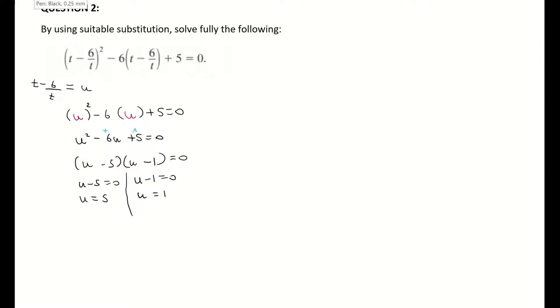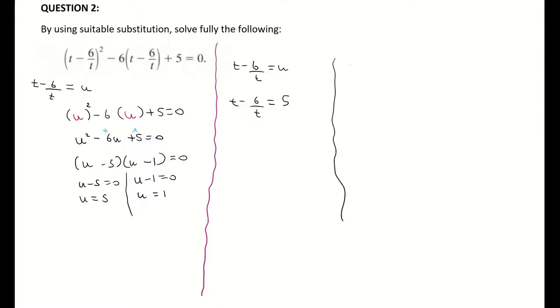Now unfortunately we're not finished, because we now have to solve for t. The question wants us to solve for t, and I need to do it out twice for both answers that we achieved for u. So I'm bringing back up t minus 6 over t is equal to u, and I'm now going to change that to t minus 6 over t is equal to 5, because that's the answer I got for u. And I'm going to do that again, t minus 6 over t is equal to u. This time I'm subbing in my positive 1 for u.